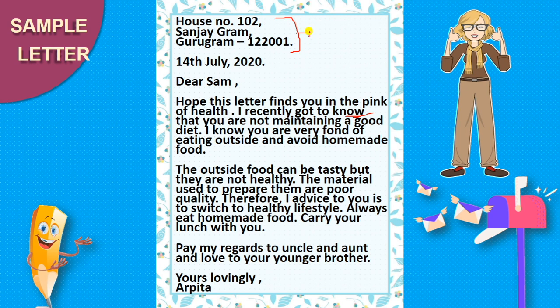We are writing to our close friends, and we will write our address. We are the sender, so we'll write our address on the top in 3 lines. We'll use commas and a full stop. We'll leave a line. We will write the date in this format only, and we'll leave a line, and then we'll write Dear Sam, comma. We'll leave a line. Write the first paragraph, the introductory lines. We'll leave a line again. We will write the main content.